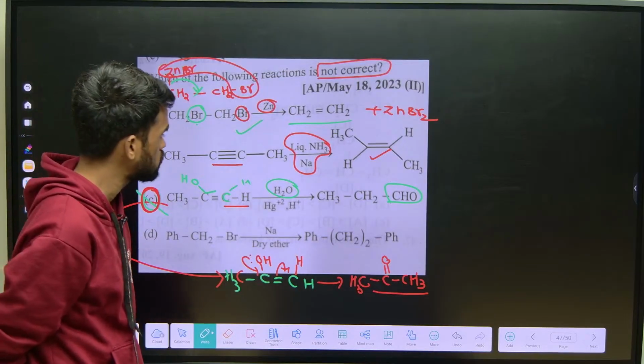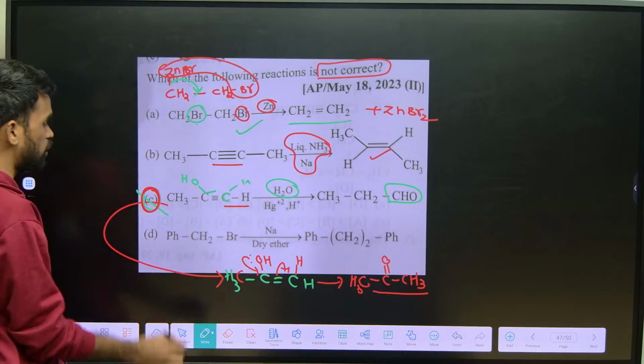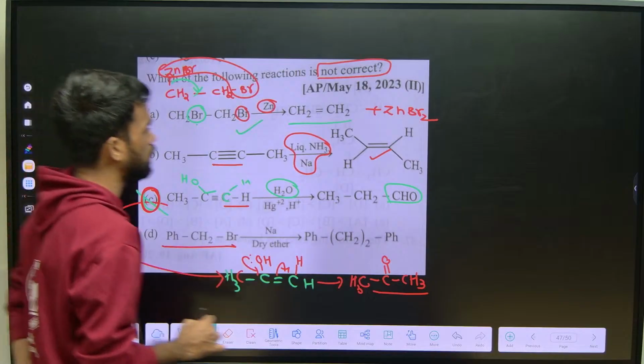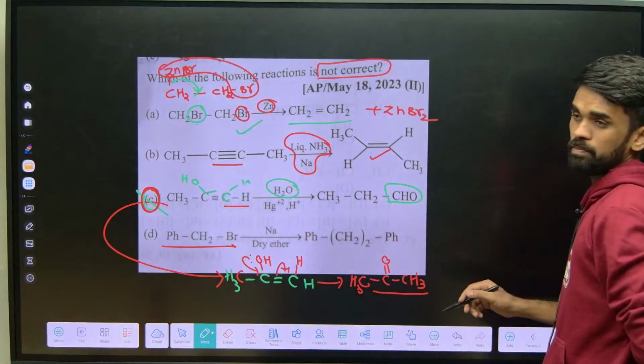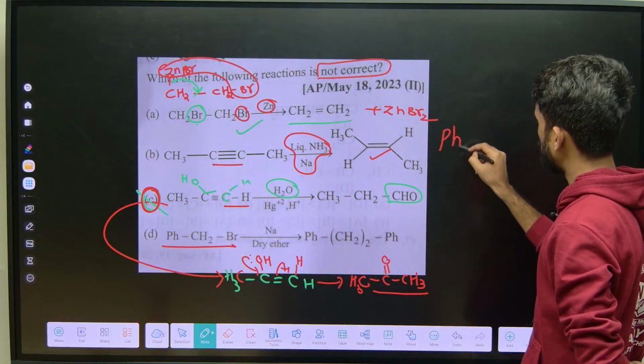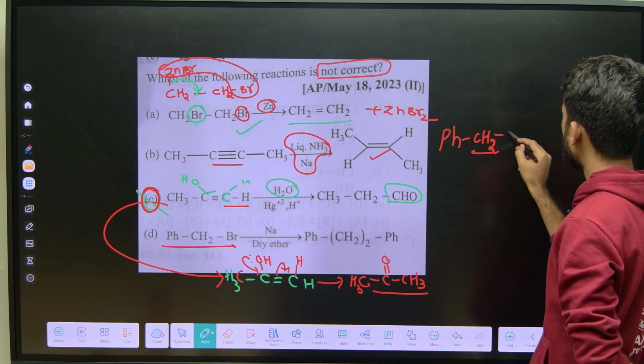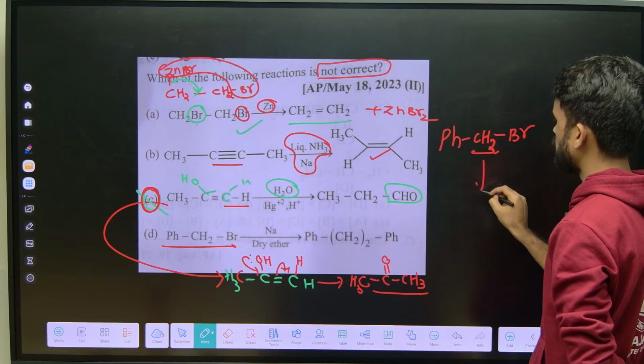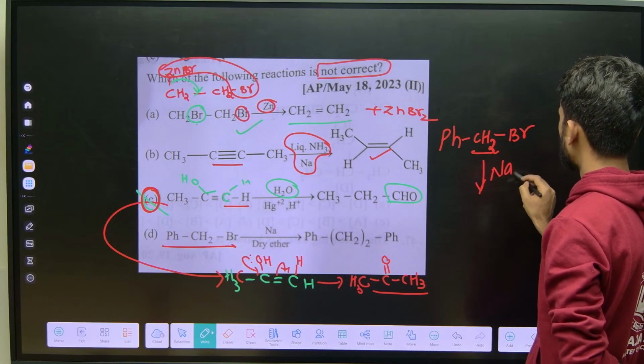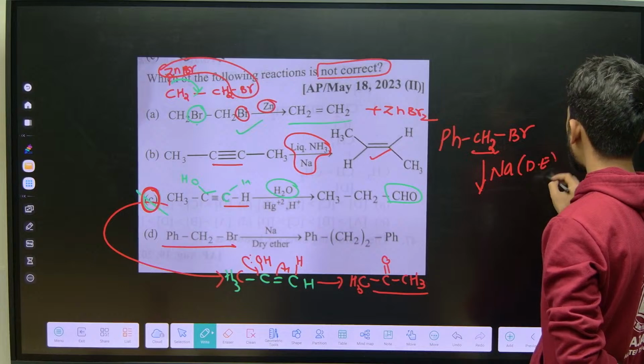So you need to choose C as your answer. Next, what about the final reaction here? Option D mentions benzyl bromide. Ph CH2 means a phenyl group attached to the CH2 group, and this bromine is there. So you are treating this with sodium in dry ether condition. Now what happens, tell me?